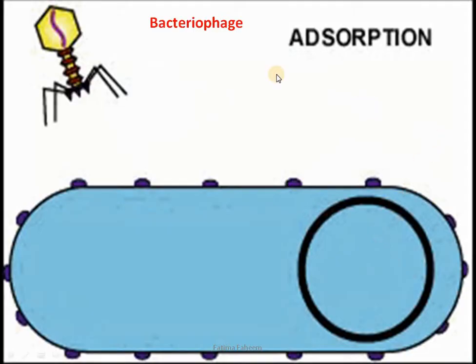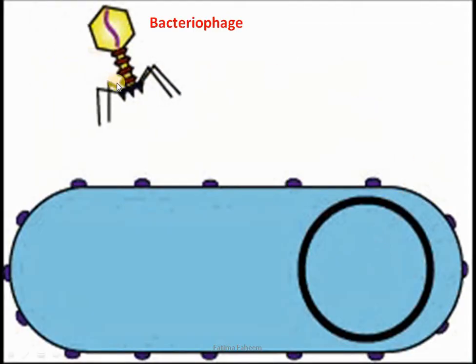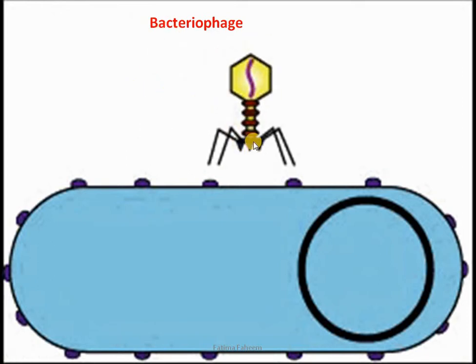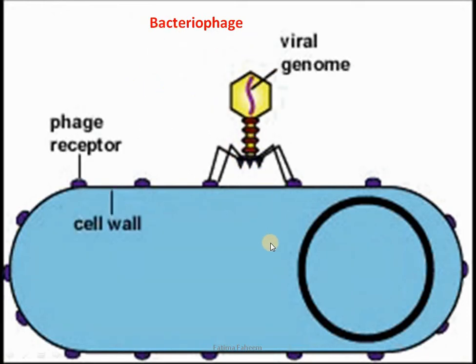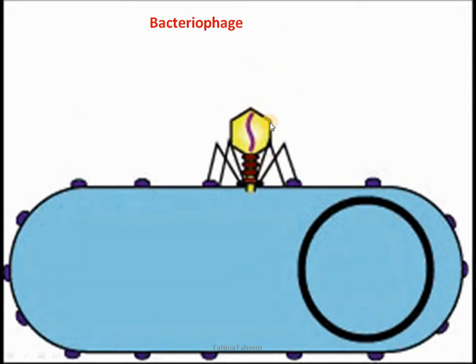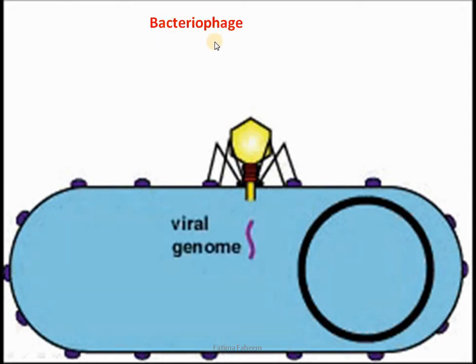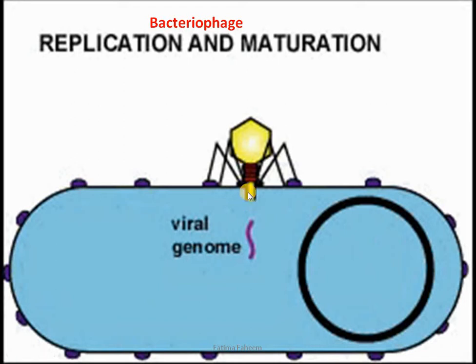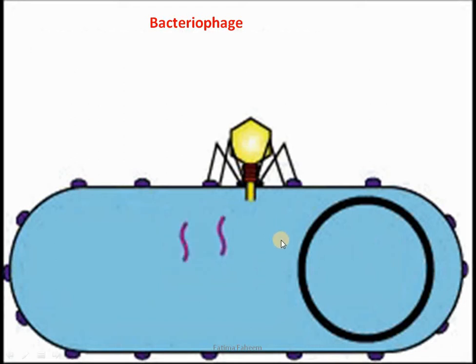Now let's see what this tadpole-shaped virus does. What it does is it attaches itself to a host cell. This host cell can be a bacteria. Hence, this virus can be named as bacteriophage. Bacteriophage is a virus which would attack or which would feed on a bacterial cell.